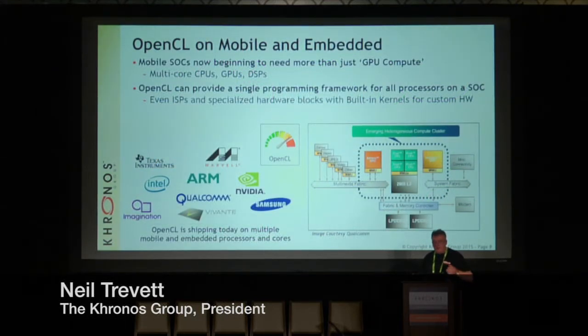And OpenCL in the mobile and embedded space is interesting because a mobile SoC, for example, and this is one of Qualcomm's architecture diagrams, is a very heterogeneous device. There are multiple CPUs, there's typically DSPs, GPUs, potentially hardware blocks that may need to be programmed. And OpenCL is pretty much the only programming framework out there that lets you access the power of all of these processor devices from one single framework.